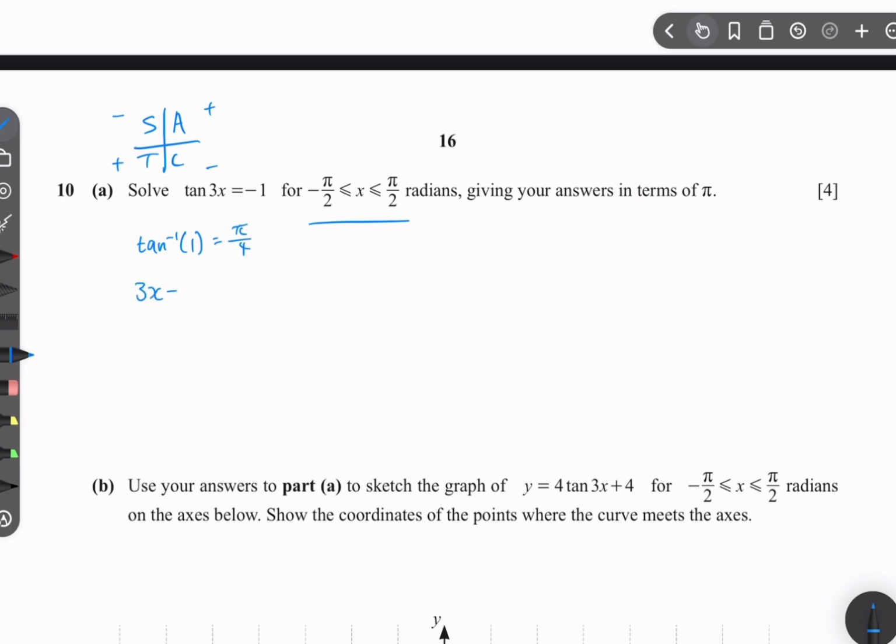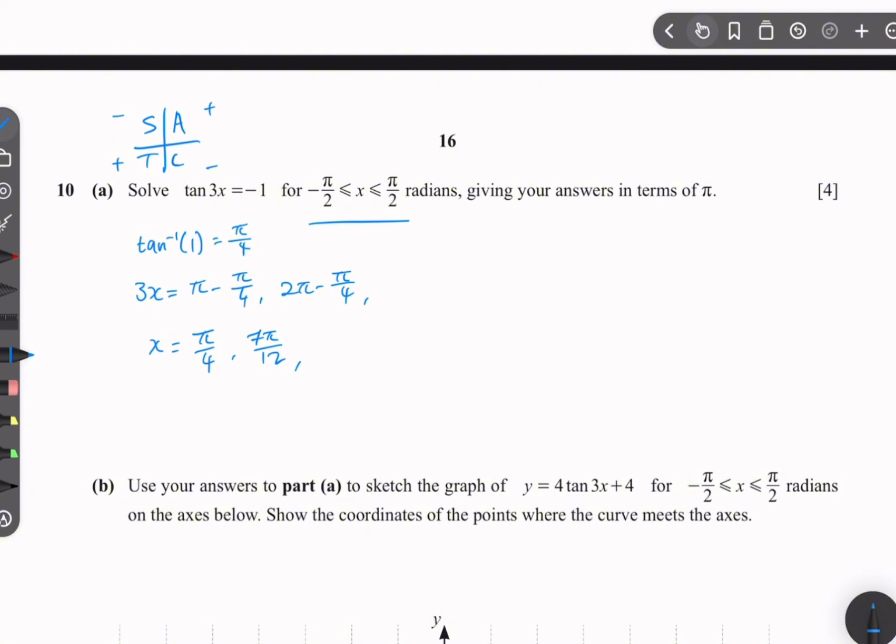And so 3x will be pi minus pi over 4, and 2 pi minus pi over 4. Then 3 pi over 4 divided by 3 gives pi over 4. And then we take 2 pi minus pi over 4, which is 7 pi over 4, divided by 3 to get 7 pi over 12. So this is for the fourth quadrant.